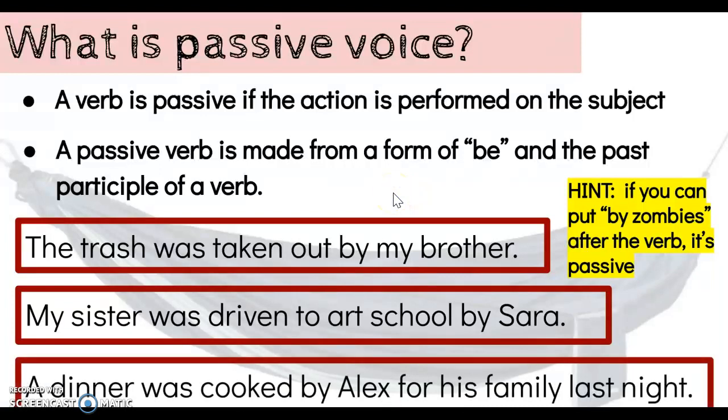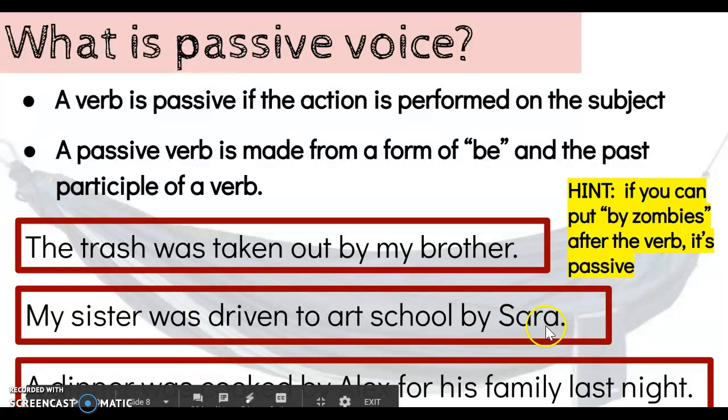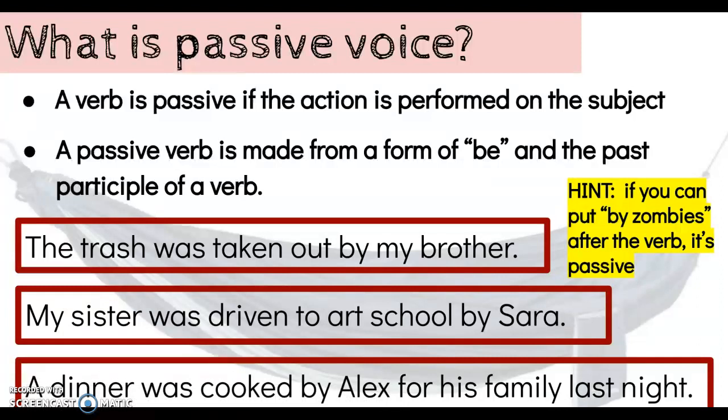The last one, a dinner was cooked by Alex for his family. So hopefully by now you're noticing that a lot of times in passive voice, that subject is in a prepositional phrase with by: by my brother, by Sarah, by Alex. A dinner was cooked. The dinner is having the action placed upon it. A dinner was cooked by Alex for his family last night. I could do my check. A dinner was cooked by zombies. Now, I think it's more obvious in this last sentence how wordy that is. It would be much more simple to say Alex cooked dinner for his family last night.